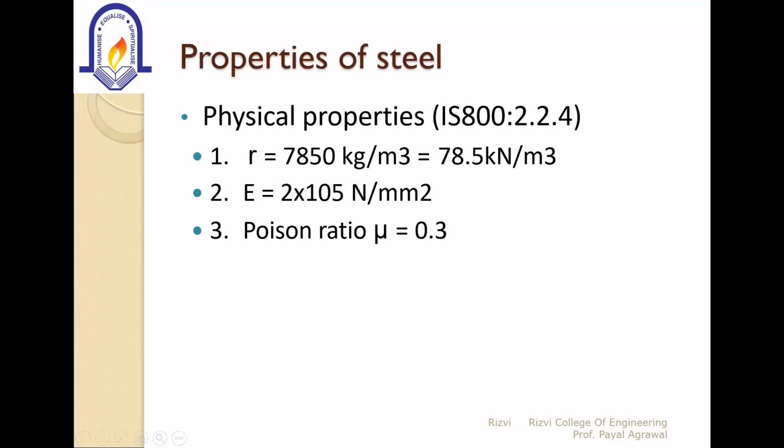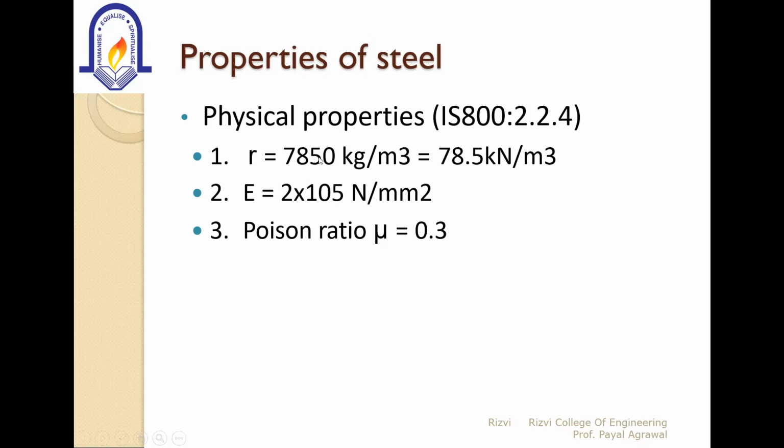Now these are the different properties of the steel. Different physical properties of structural steel are given as per IS 800 2007, clause number 2.2.4. We cannot take these on our own. We have to refer to the IS code for each and everything when we design steel members.